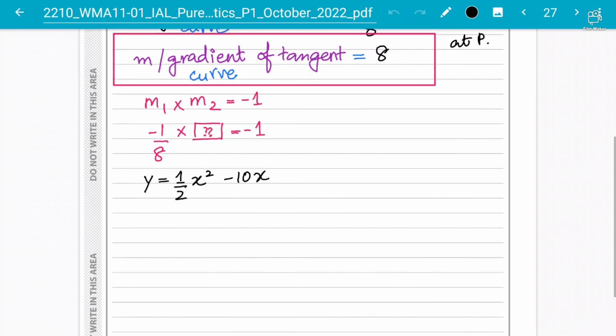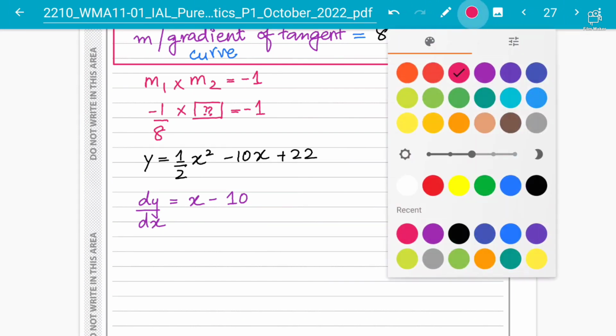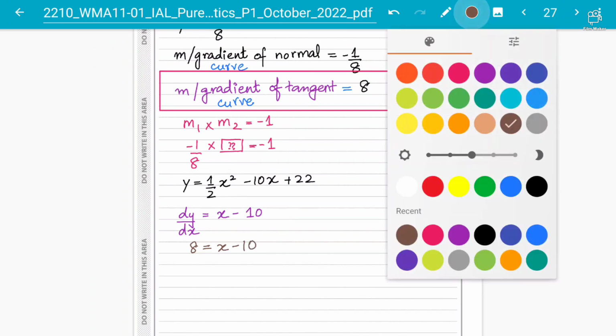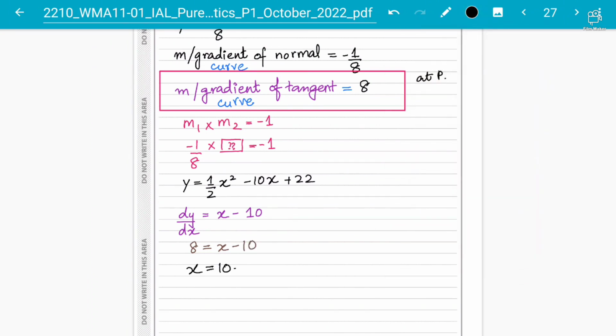So you differentiate first. dy over dx is going to be half multiplied by 2, so I get x. Always remember, differentiation is very simple: half into 2 cancels out, you get x, and minus 10 is the differentiation, okay, students? So x minus 10 will be the differentiation. You already have the gradient of the tangent, so just plug in from the previous part. 8 is equal to x minus 10. So here we go. The x coordinate of P will be 10 plus 8, that is x equals 18.